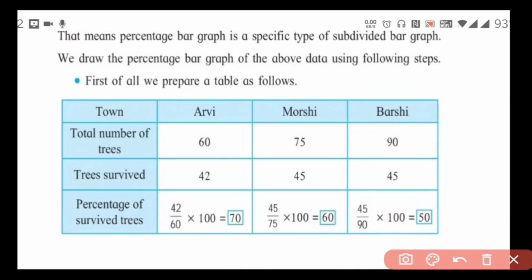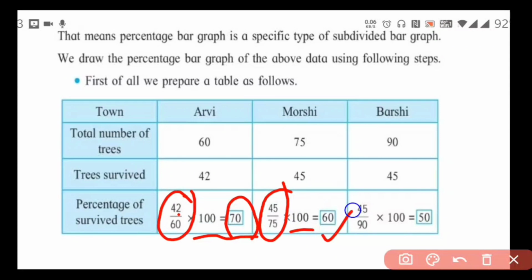Okay. So out of 60, 42 survived. So that means 42 upon 60. And as we have to find the percentage, we have to multiply it by 100. So 42 upon 60 multiplied by 100, we get 70%. Similarly, in Morshi, 45 trees survived out of 75. That means 45 upon 75 multiplied by 100, we will get 60.